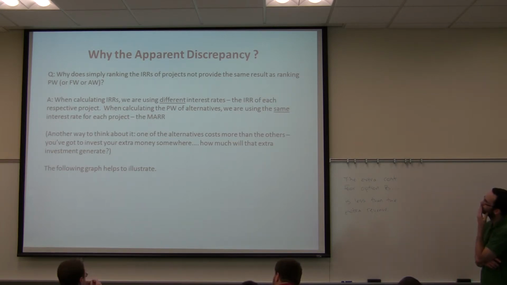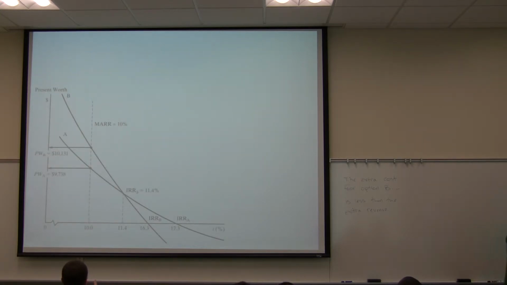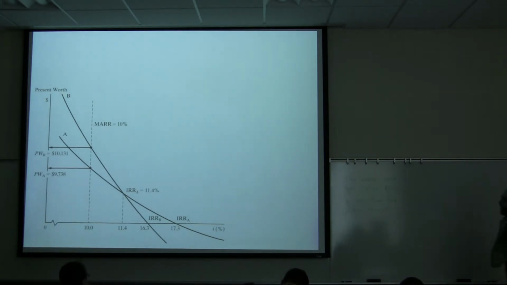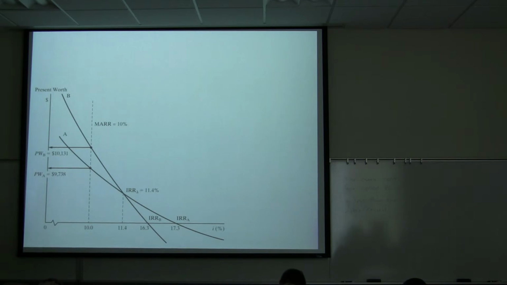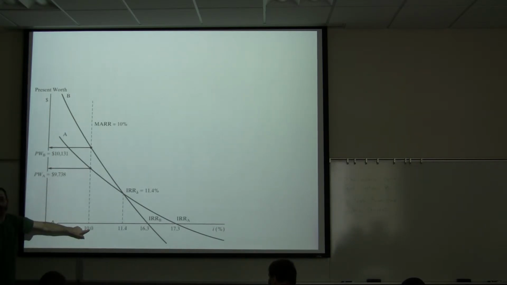All right, we've already talked about the difference between the two and the way to think of it. And here's a graphical illustration. What this shows is that the present worth of Project A when we discounted it at 10% was $9,738. 10% is how much we had to borrow the money for. And so option A wasn't as good as option B.